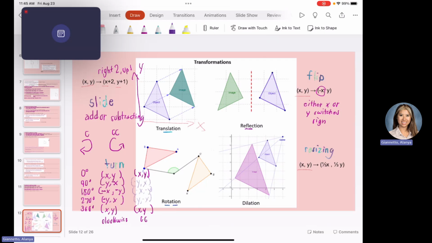So for resizing, we have to remind ourselves that this number in front is called a scale factor, and we use k to represent the scale factor. If the scale factor is equal to 1, the shape stays the same. In this case, the scale factor is less than 1. It's the fraction 1/3, which is approximately 0.333 as a decimal. And so that means that the shape got smaller. If the scale factor is greater than 1, then the shape gets bigger.